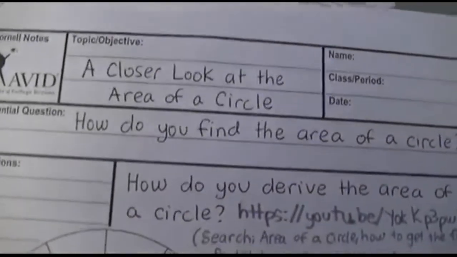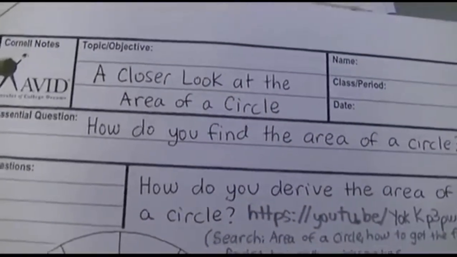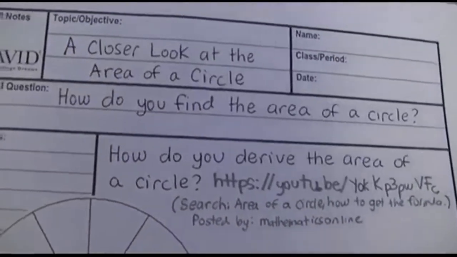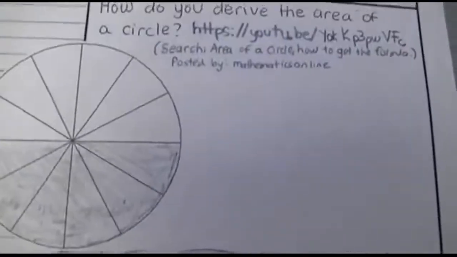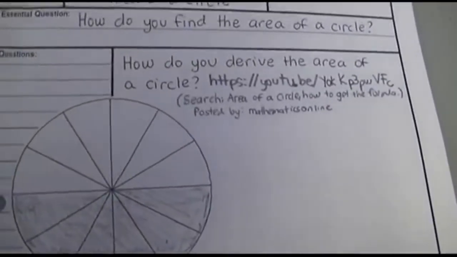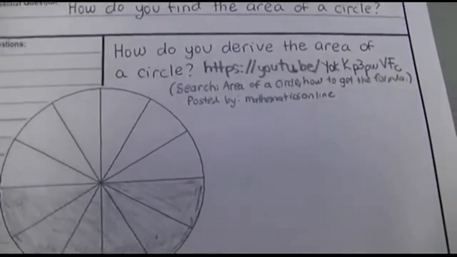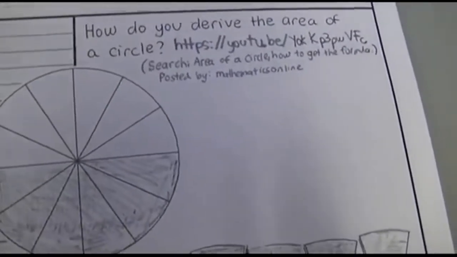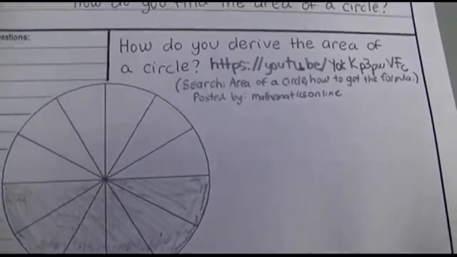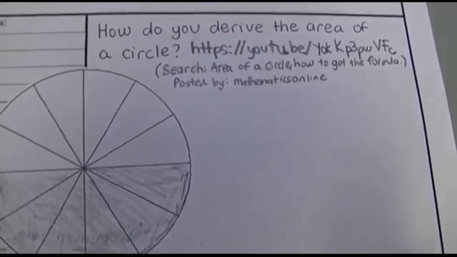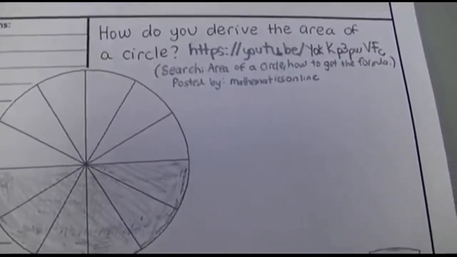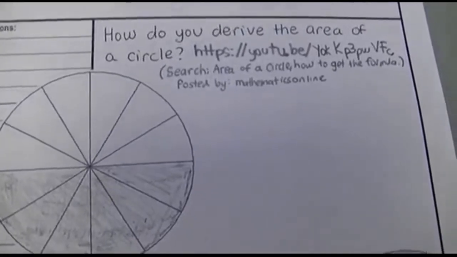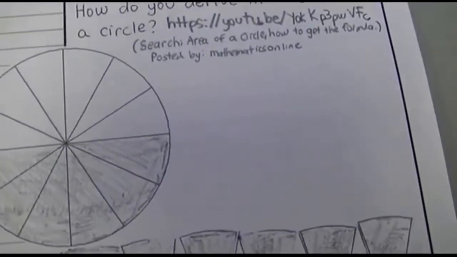These are the notes we took in class today, and it involved taking a closer look at the area of a circle. The essential question: how do you find the area of a circle? I already know that you have memorized the formula, or you should have, and we all know that it's pi times the radius squared. However, I don't really want you just to memorize it. I wanted you to know how that got derived, like how did they even come up with that?